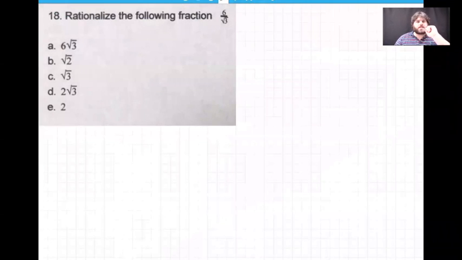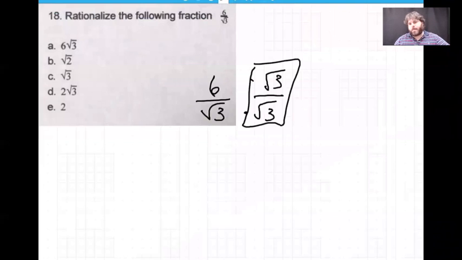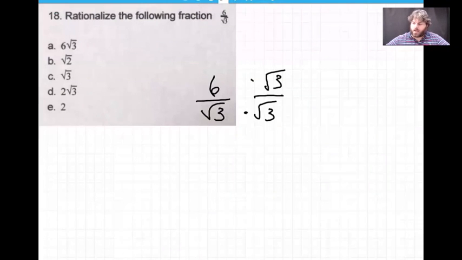All right, rationalize the following fraction, 6 over square root of 3. All right, so to rationalize means to get rid of the square root in the bottom. So what we're going to do is we're going to multiply the top and the bottom by square root of 3. What we're doing is we're multiplying by 1, right? Root 3 over root 3 is just 1. So if I take any fraction, I multiply it by 1, it stays the same. So we're not going to change this. We're just going to change the way it looks.